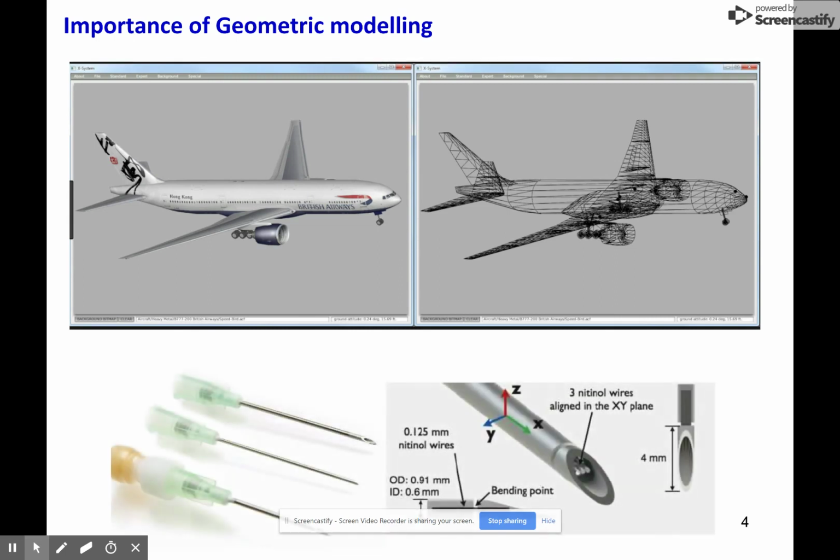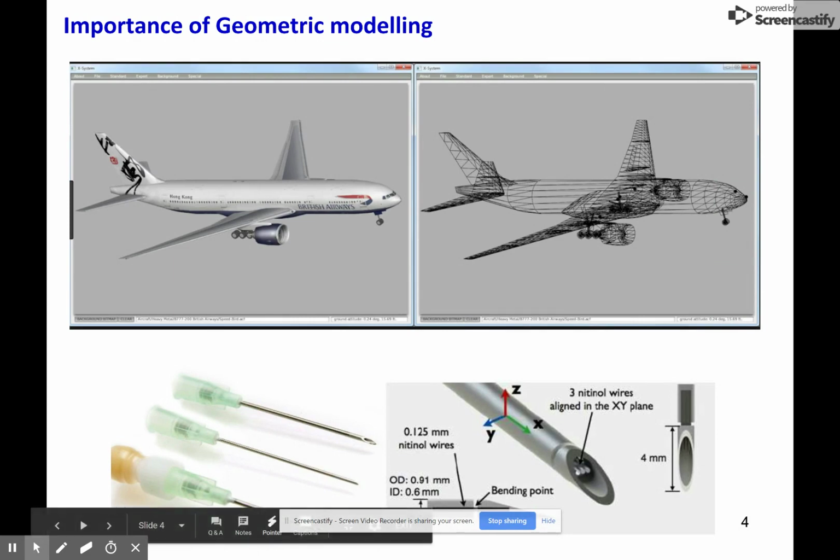And the second picture is in the medical science field. In the medical industry, we have a lot of surgical equipment to serve very special purposes. I chose a simple needle here, which has three wires placed in the XY plane. You can see it in the big picture. This needle has a slightly curvy shape at the edge of it. As you can see, this is the edge of the needle. Such minute detail can also be designed by using geometric tools.